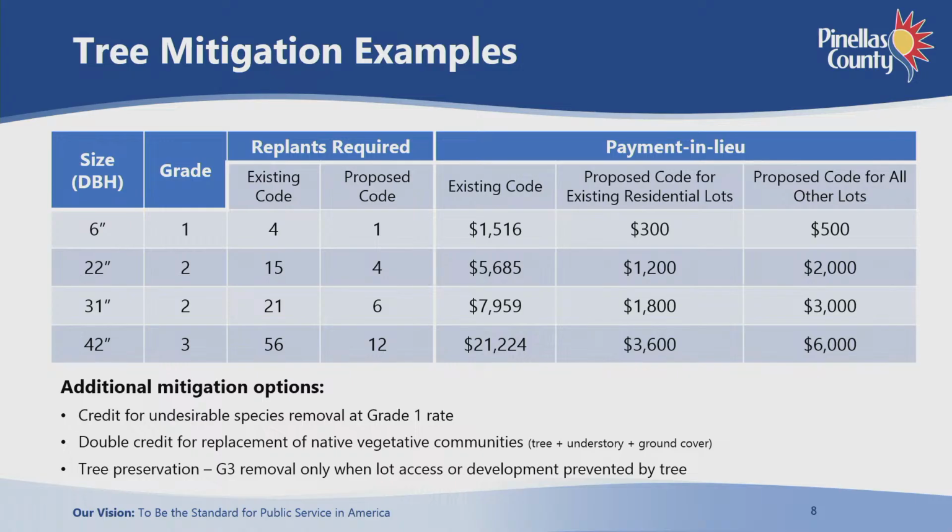Desirable trees. So if you remove undesirable trees, they require no replacement. We want them gone. Okay, so you're not, all right. But you get no credit for them either for a minimum number of trees on your lot. Correct. That's the part that just bugs me.